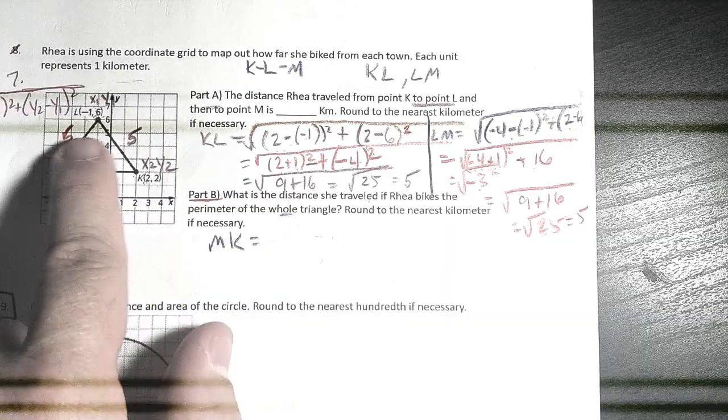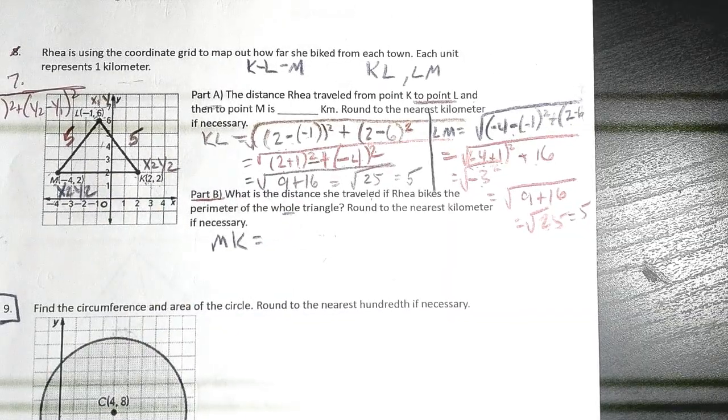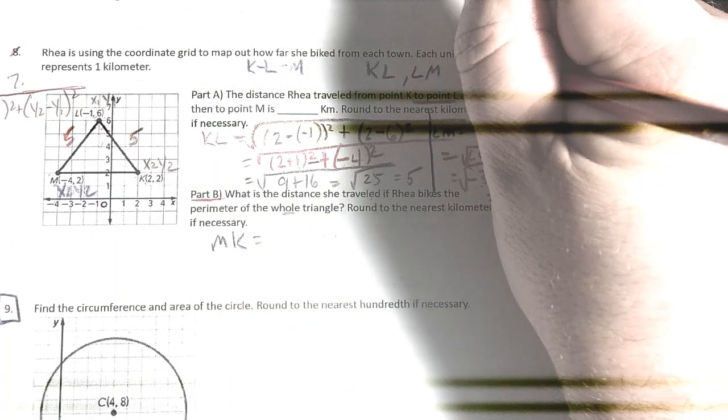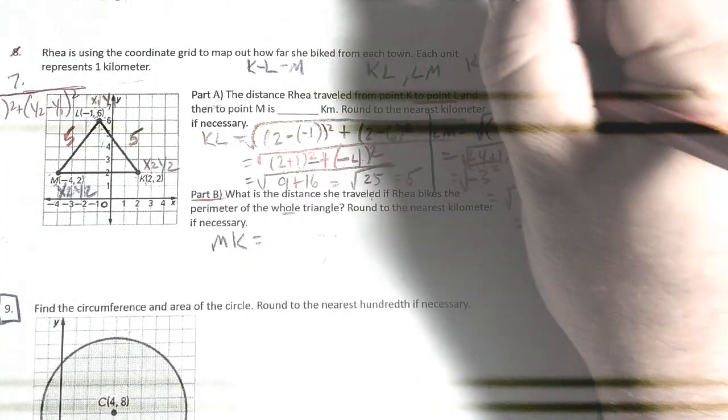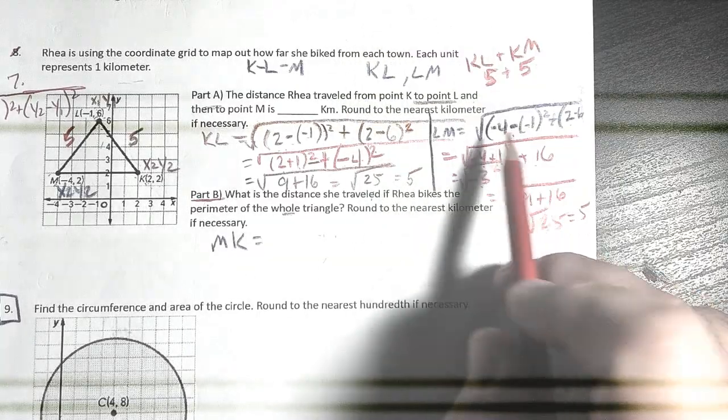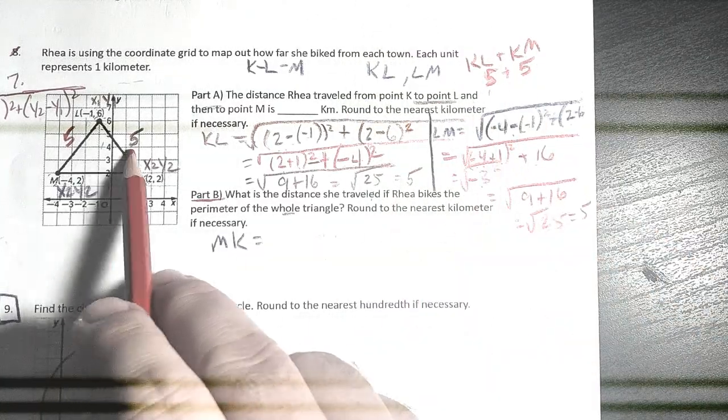It's the same thing over here. Sorry if I sped that up. I apologize. But basically both those are the same. So to get from K to L, plus KM, it's 5 plus 5. All right, so KL plus KM, 5 plus 5. So our answer up here is 10.